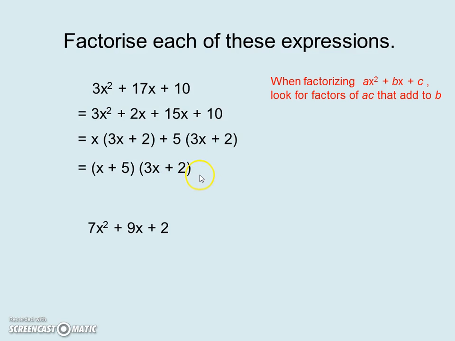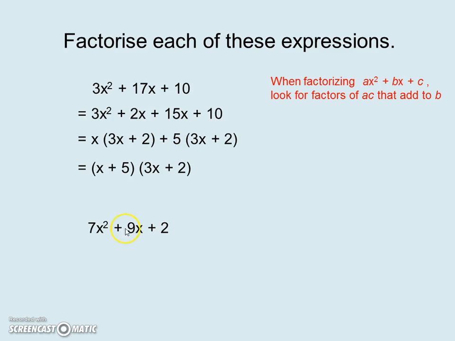Now, a lot of people will tell you, use this cross method or some other method, but those methods are just guessing and checking. This is a lot more mathematical, a lot more smart, and yes, you have to write a little bit more, but it's going to be quicker.